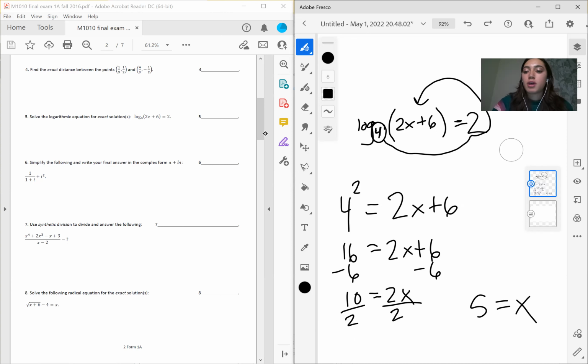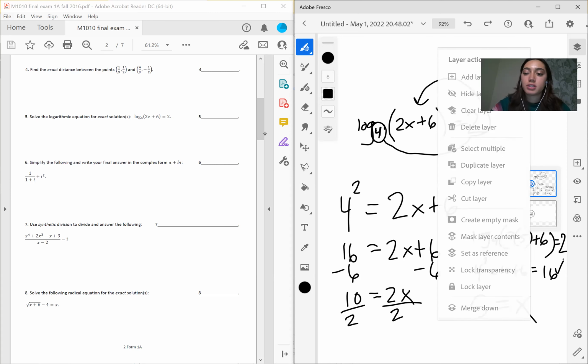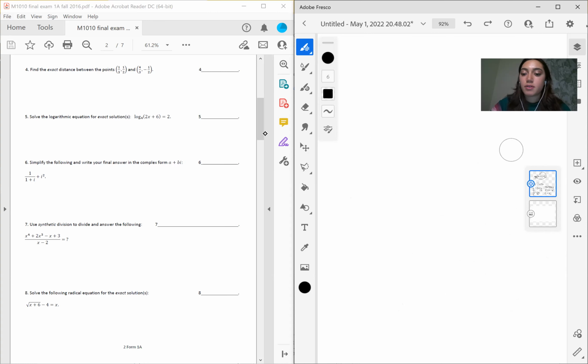All right, let's check that. So log base 4 of 2 times 5 plus 6 equals 2. So again, take that raised to that. So 4 squared equals 2 times 5 is 10 plus 6 equals 16. Yes, all that checks out. X equals 5 there. All right.